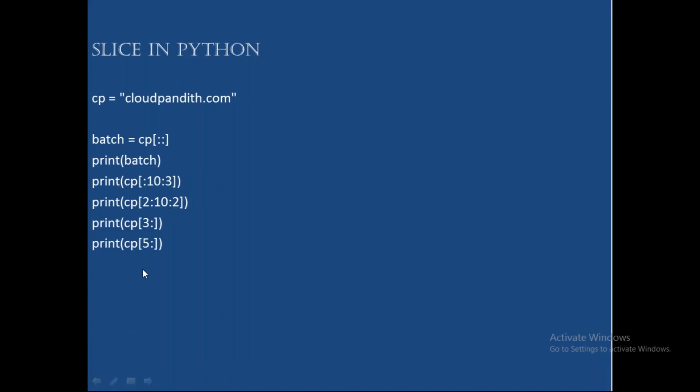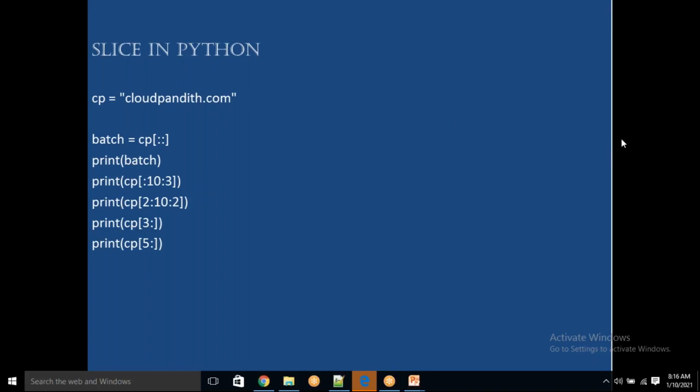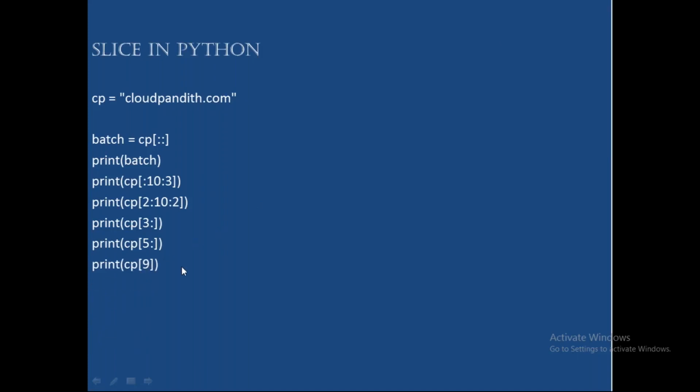Now let's move to CP 5 colon. Can you tell me what I will get in this? Starting from the 4th index, from D onwards, it will print. So 0, 1, 2, 3, 4. From D onwards, everything it will print. See, when I'm not mentioning the end value, everything it will print. Okay, try to understand. Next, CP of 9. So meaning only the 9th index I want to print. What is the 9th index? I is the 9th index, so I will be printed.